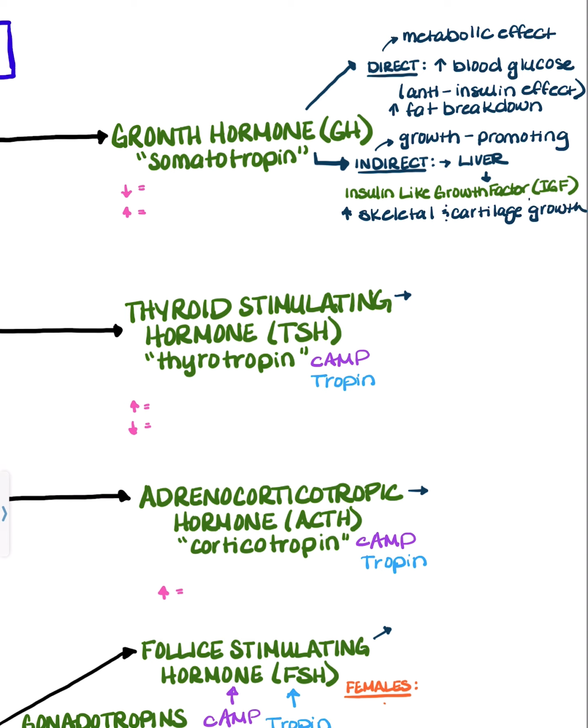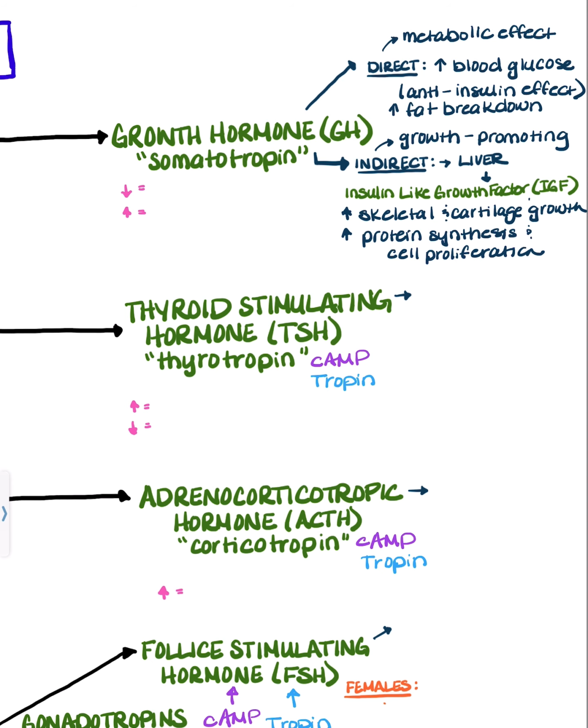And it can act on other tissues other than the skeletal system and cartilage and increase protein synthesis and cell proliferation or mitosis. So these are the growth promoting effects. Again, they're the indirect effects. I gave you the example using the liver, but it can also act at several other tissues in the body as well.